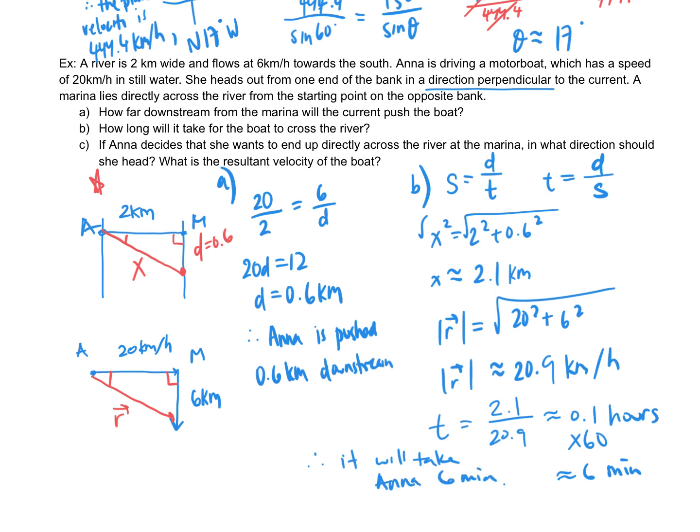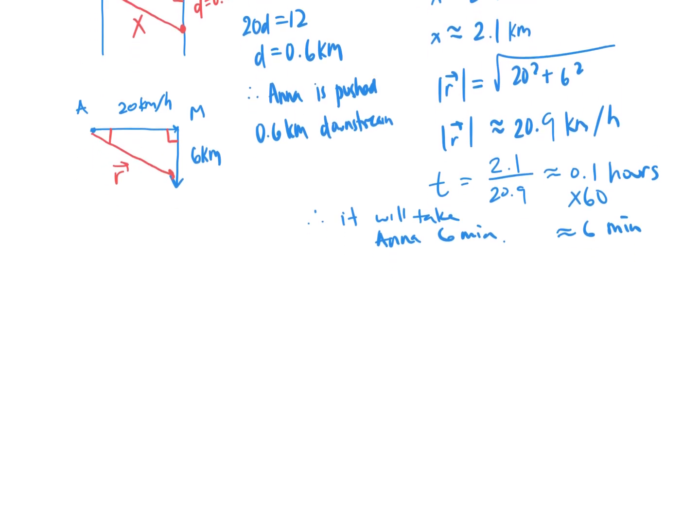But what if she doesn't want to get pushed down the stream? If Anna decides that she wants to end up directly across the river at the marina, in what direction should she head, and what is the resultant velocity of the boat? So what if she wants to do this? That's the path she wants, but there's still a current that's pushing her south. So this is what she would have to do. This would have to be her 20 kilometers per hour.